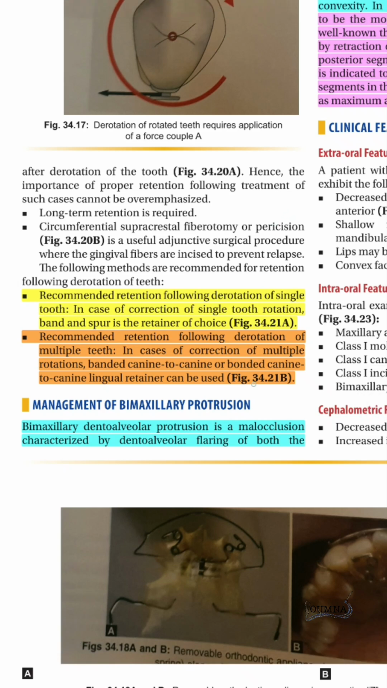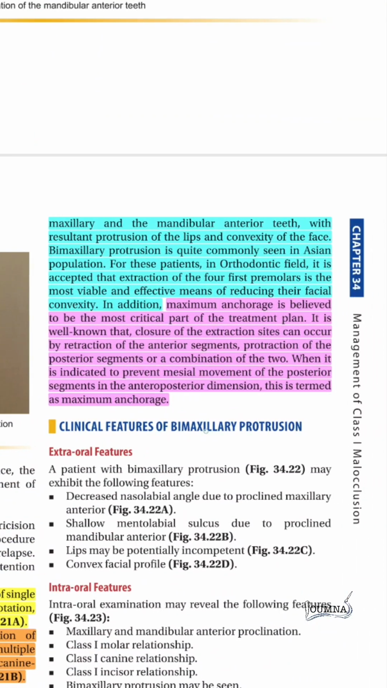Now for the management of bimaxillary protrusion. It is characterized by flaring of both the maxillary and mandibular anterior teeth, with resultant protrusion of the lips and convexity of the face. They are commonly seen in the Asian population.